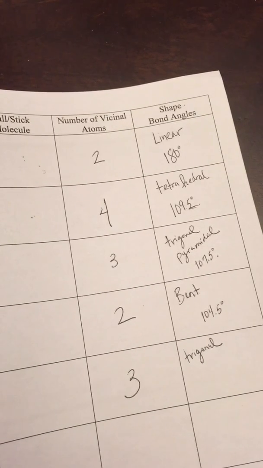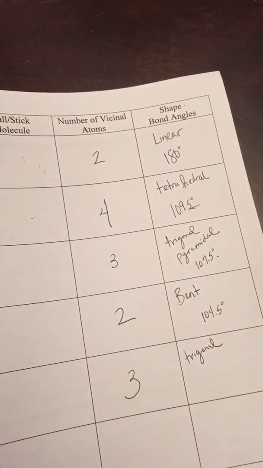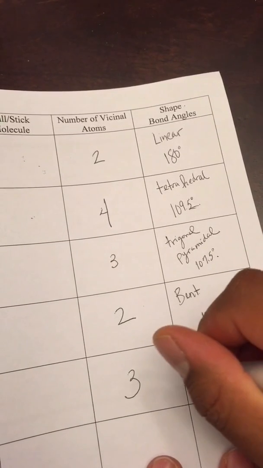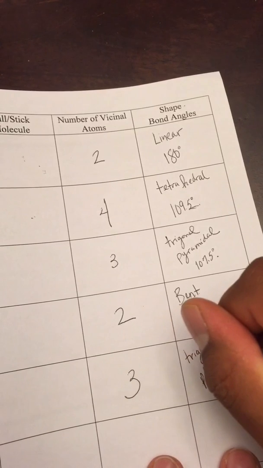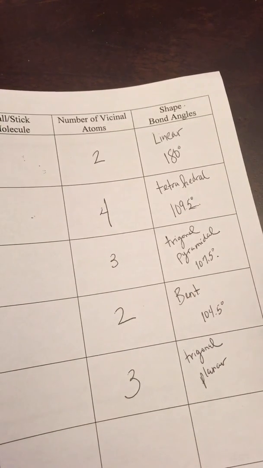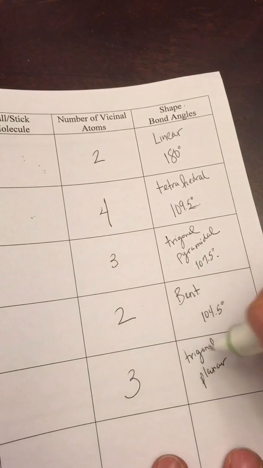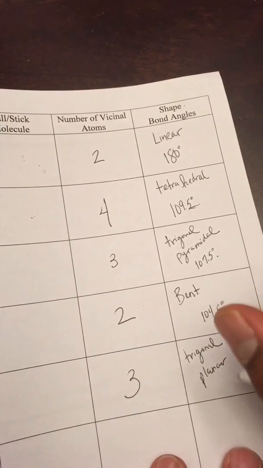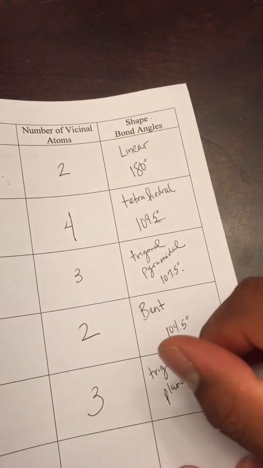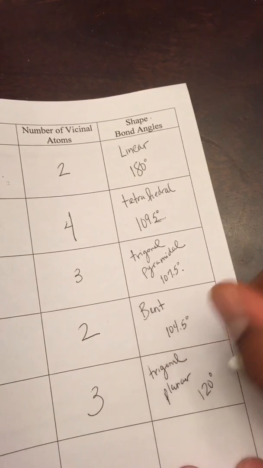Because it doesn't have a lone pair of electrons distorting the shape, it's going to be planar. If it had those lone pairs of electrons, then it would have been trigonal pyramidal. All right, so here we got trigonal planar, and the bond angle for these is going to be 120 degrees.